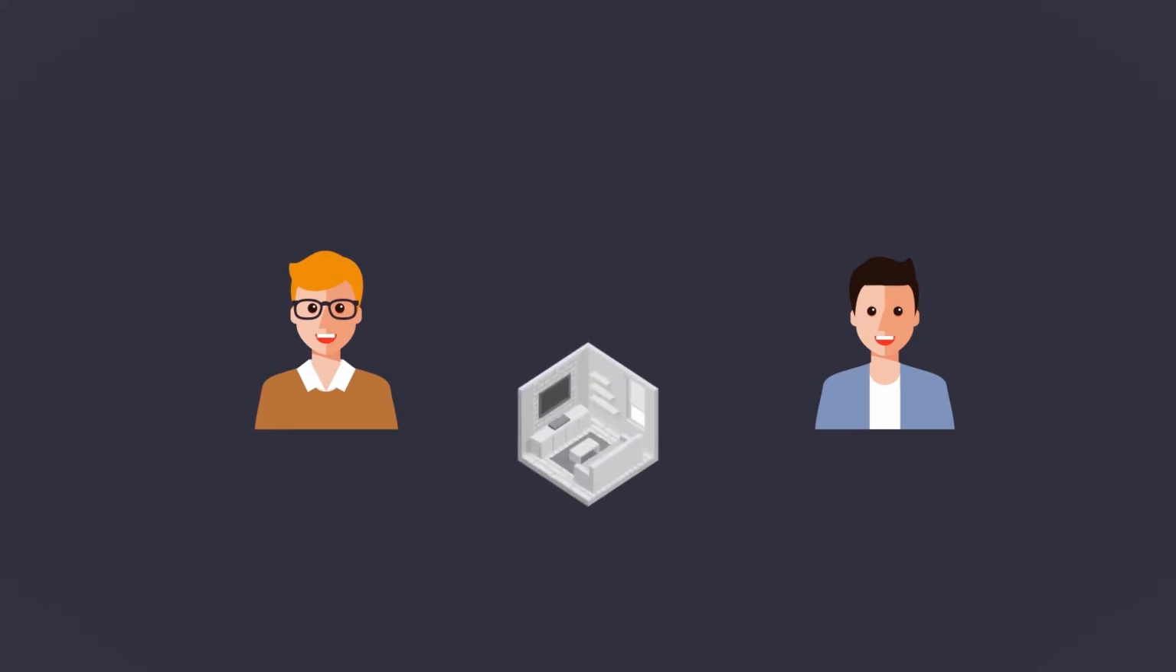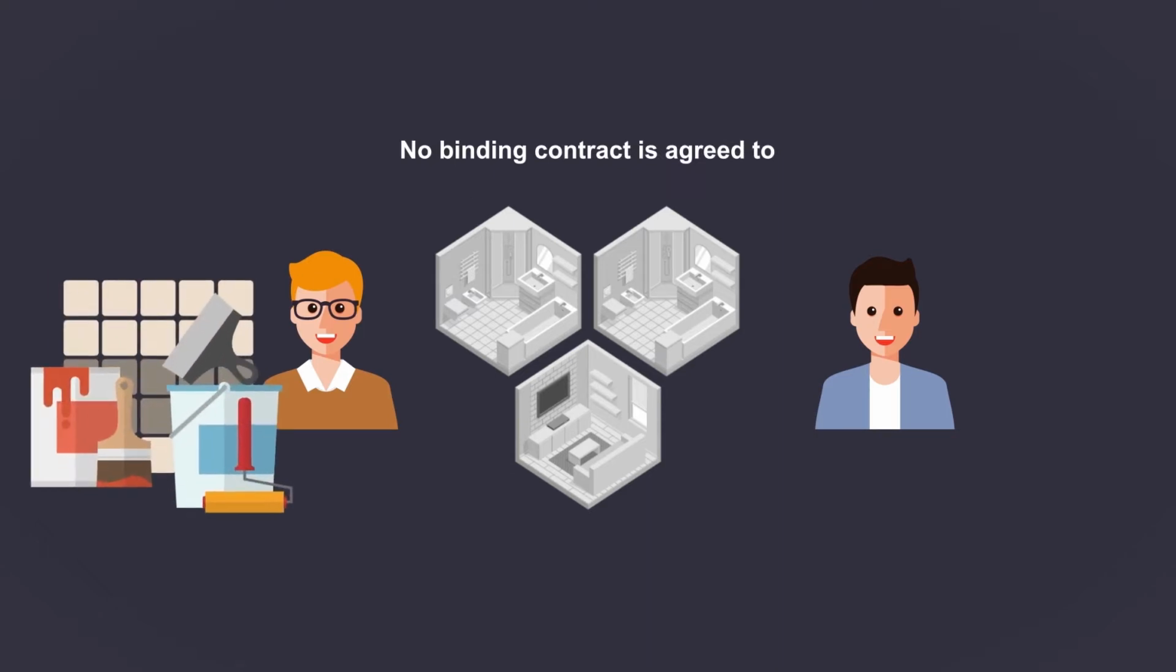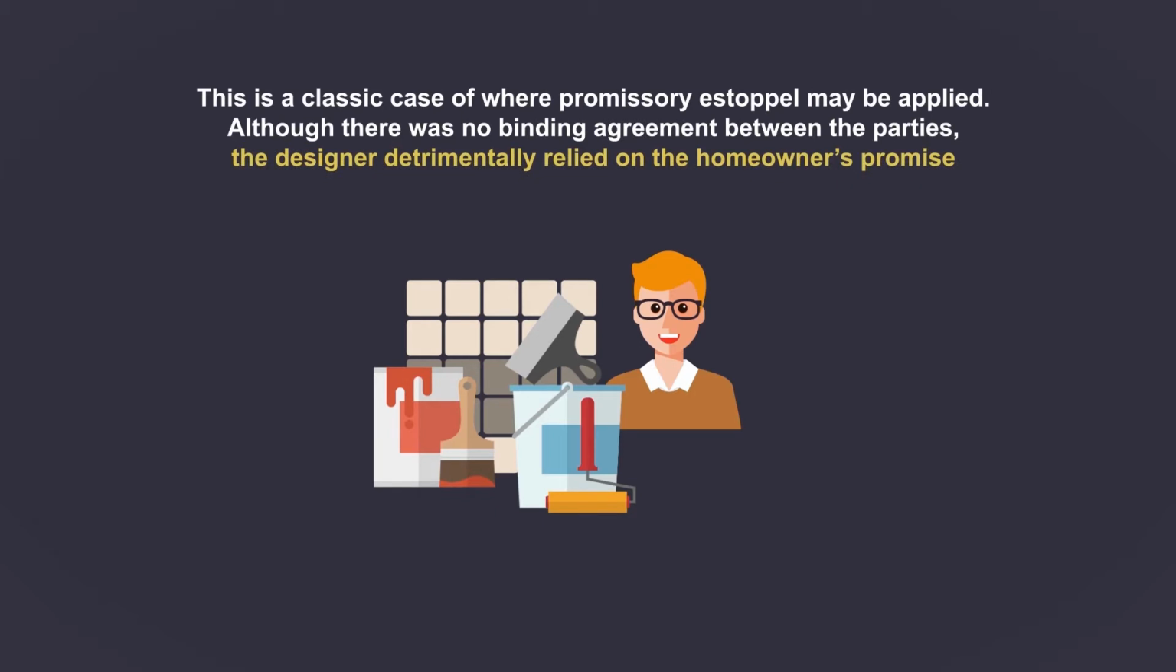For example, assume that a homeowner tells an interior designer that he will hire the designer to remodel the home's living room and 2 bathrooms, but no binding contract is agreed to. The interior designer spends money to purchase new wallpaper, new paint, and tools necessary for the remodeling. The day before the project is to begin, the homeowner backs out and says that he no longer needs the interior designer's services. This is a classic case of where promissory estoppel may be applied. Although there was no binding agreement between the parties, the designer detrimentally relied on the homeowner's promise.